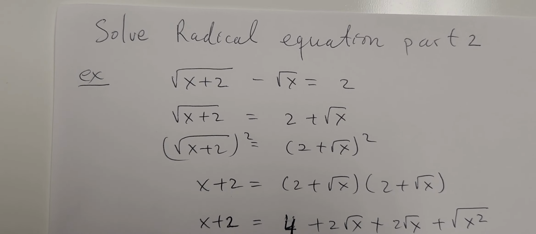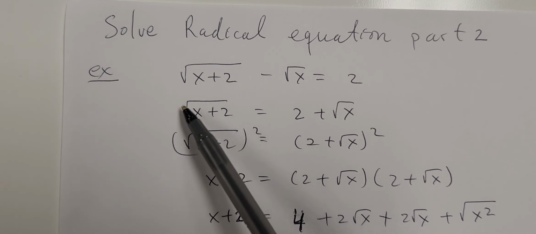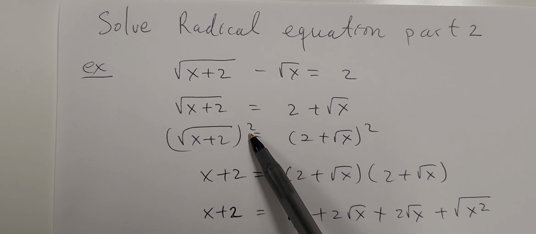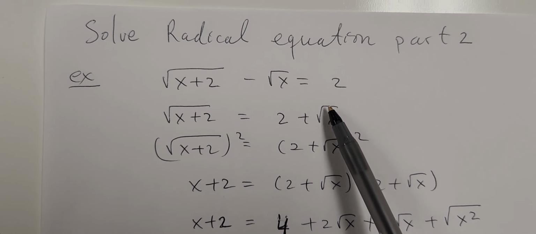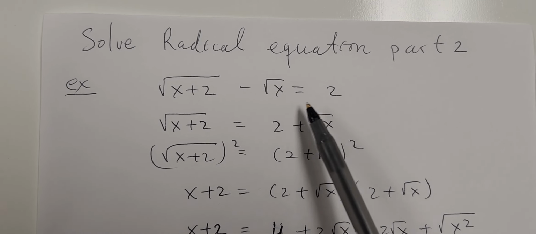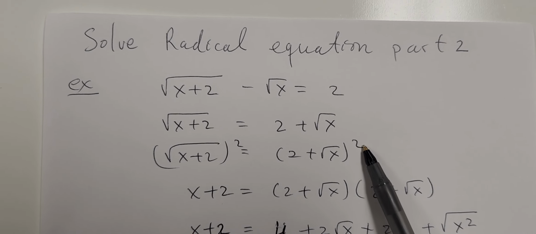Next we want this square root to go away, so we're going to square. Wherever we square on the left, we also square on the right. Now on the right side, make sure you square the whole thing.